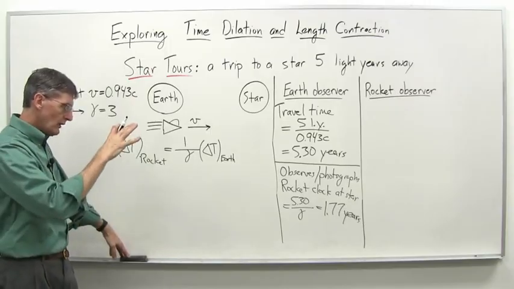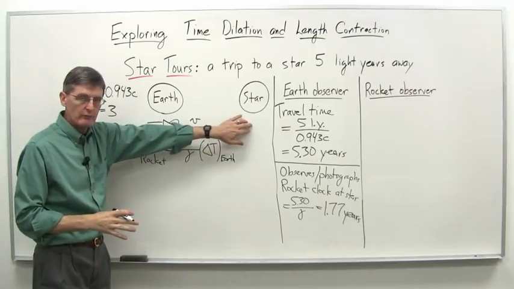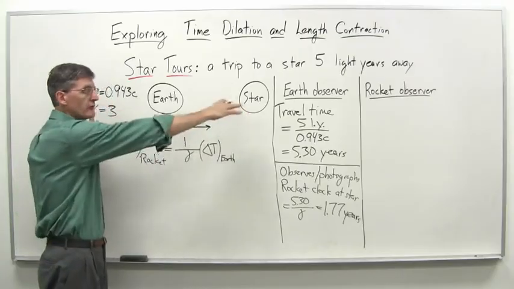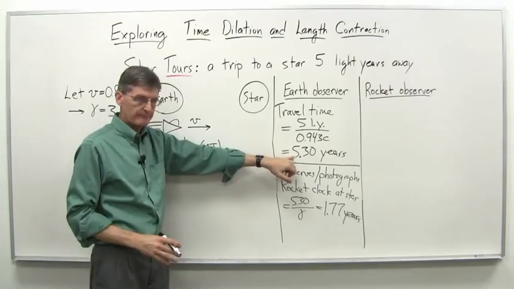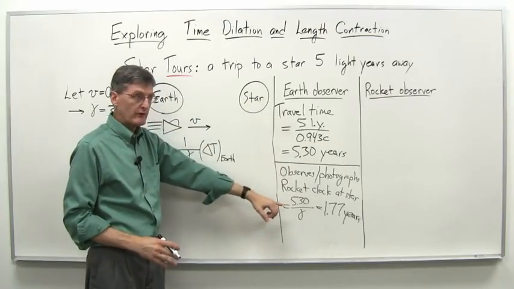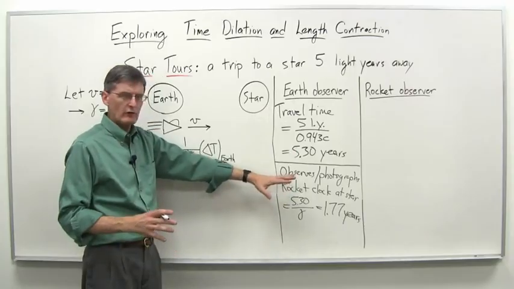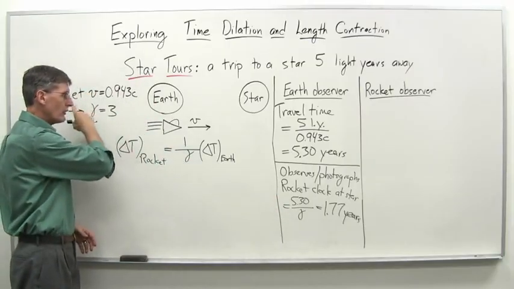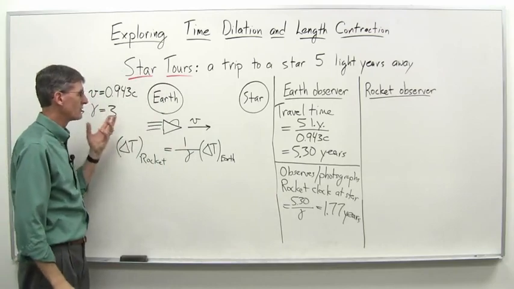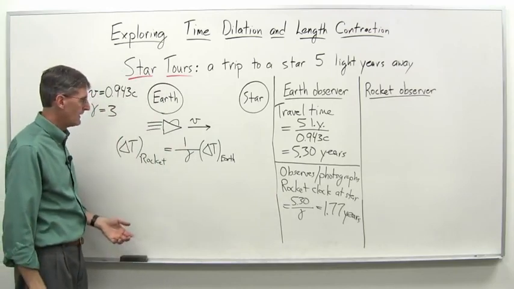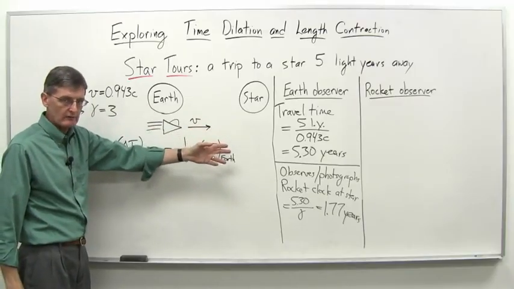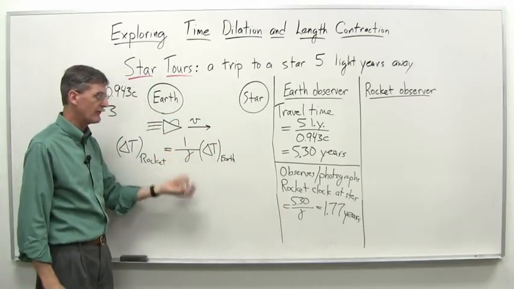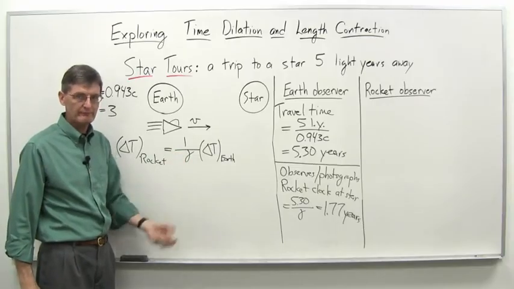So, in other words, when Bob gets here in his rocket ship and the photograph is taken, the star clock, which belongs to the Earth-star system, will read 5.3 years. The rocket clock will read 1.77 years. And then you're going, now hold on a minute, wait a minute here. How can that be? Because Bob is going at 0.943 C, about 0.9 times the speed of light. It's 5 light years to get there. How can it only take 1.77 years for him to travel that distance? Clearly, he would have to be going faster than the speed of light, or so it seemed.